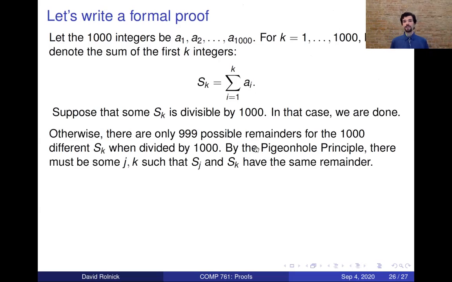By the pigeonhole principle, since there are 1,000 of these s sub k and only 999 possible remainders, there must be some two that have the same remainder. And notice I'm defining my terms again, saying what s sub j and s sub k are.